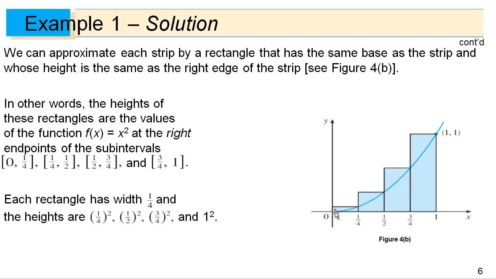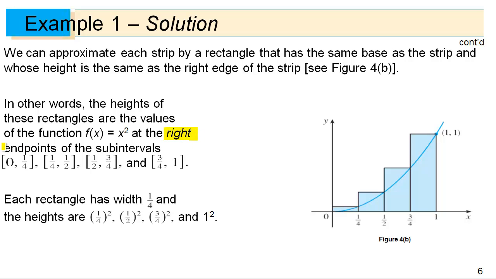So you're going to start with 4 equal pieces. You take that distance of 1, you cut it by 4, and you get 1/4, and then 2/4, which is 1/2, and then 3/4, and 1. So there's your cutoff points. Then you basically do rectangles up to the curve. Now you can see in this case we're doing what are called right hand or right endpoint rectangles.